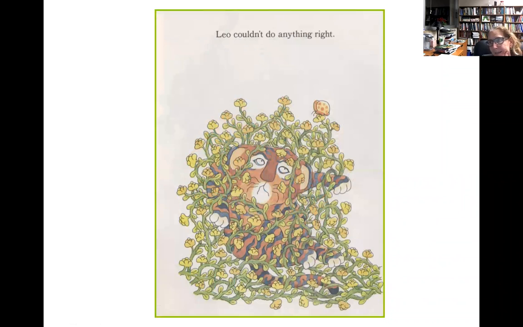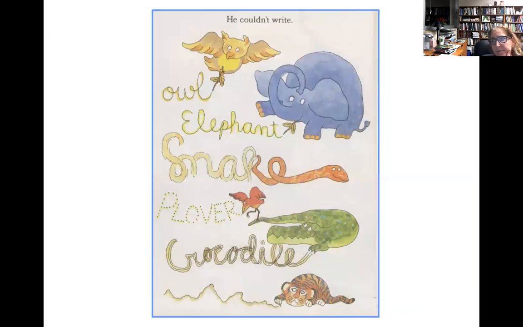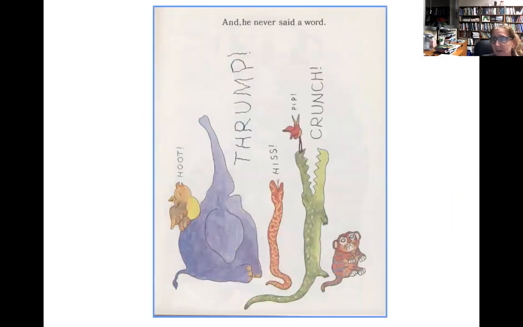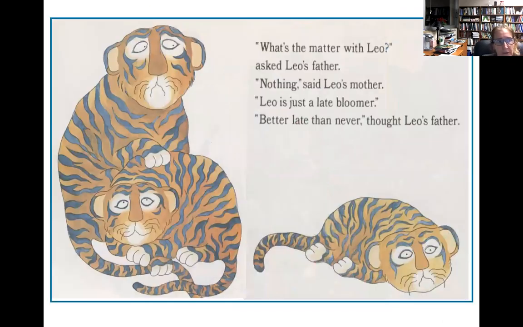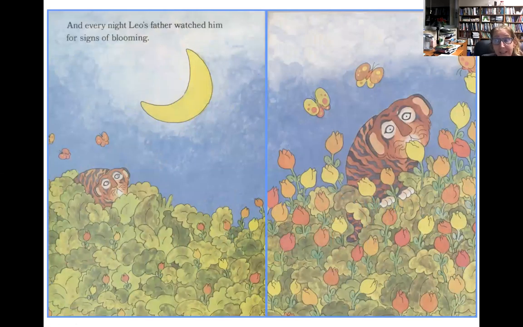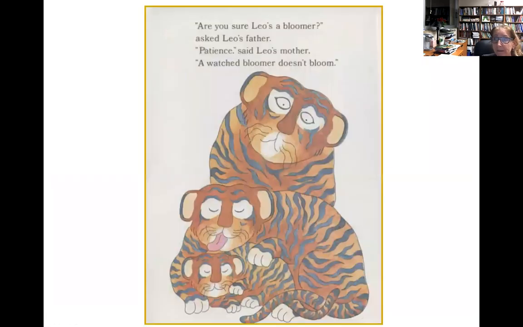Leo couldn't do anything right. He couldn't read. He couldn't write. He couldn't draw. He was a sloppy eater. And he never said a word. What's the matter with Leo? asked Leo's father. Nothing, said Leo's mother. Leo was just a late bloomer. Better late than never, thought Leo's father. Every day, Leo's father watched him for signs of blooming. And every night, Leo's father watched him for signs of blooming. Are you sure Leo's a bloomer? asked Leo's father. Patience, said Leo's mother. A watched bloomer doesn't bloom.